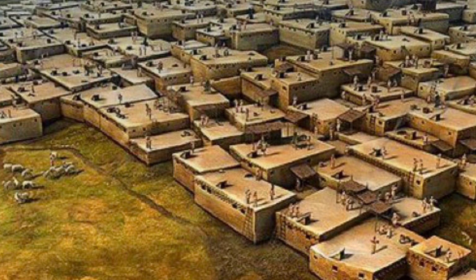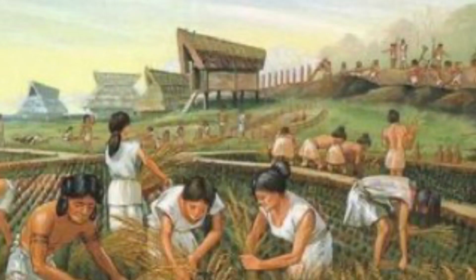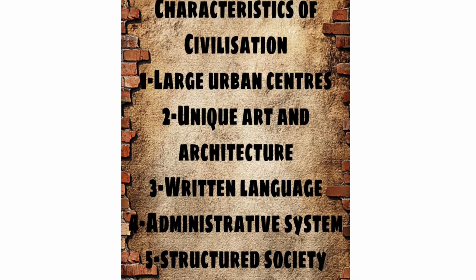Civilization can be defined as the result of progress in society from hunting and collecting through simple farming to a complex society. Did you know how a society is considered as civilization? Let's explore it. A society is called civilization if it has the following parameters: large urban centers, unique art and architecture style, written language, system of administration, specialization of labor and class structured society.